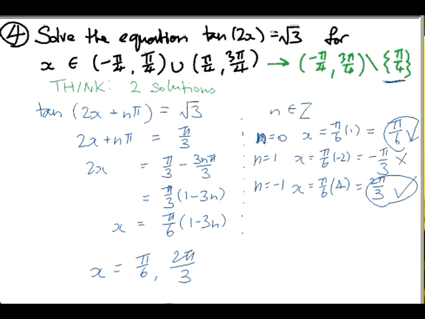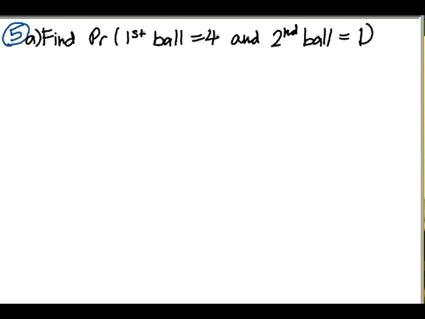Done. Question 4. On to question 5. Question 5 says 4 identical balls are numbered 1, 2, 3, and 4 and put into a box. A ball is randomly drawn from the box and not returned to the box. A second ball is then randomly drawn from the box. And part A goes, what is the probability that the first ball drawn is numbered 4 and the second ball drawn is numbered 1?